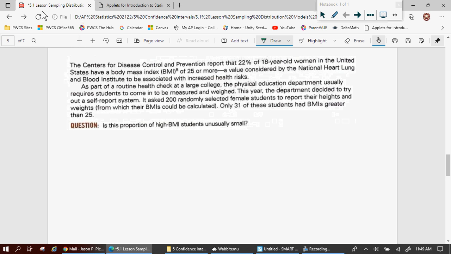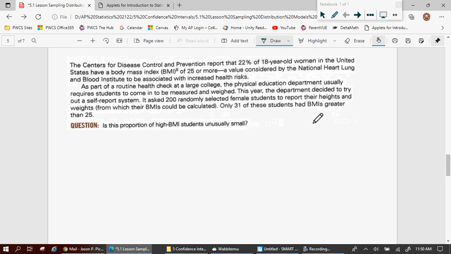So we have some information from everybody's famous favorite CDC that based on previous research, 22% of 18-year-old women have a BMI of 25 or more. And so they took this random sample of female students at a large university and measured their BMI, and 31 of them had a BMI of 25 or more. So we want to know if this is unusual. Usually when we're trying to figure out if something is unusual, we're looking at a normal model, so we need to establish that we can use that for this sample proportion.